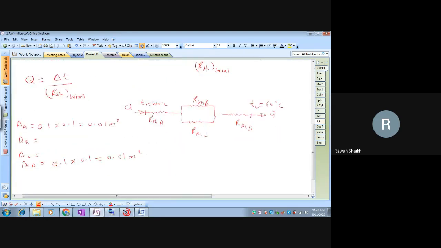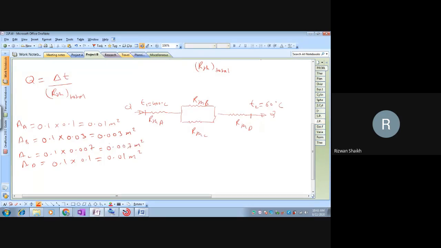B has a height of 3. I can write it as 0.1 into 3 centimeter, that is 0.03. It comes to 0.003 meter square. Similarly, for area C, it is 0.1 into 0.07. It comes to 0.007 meter square.